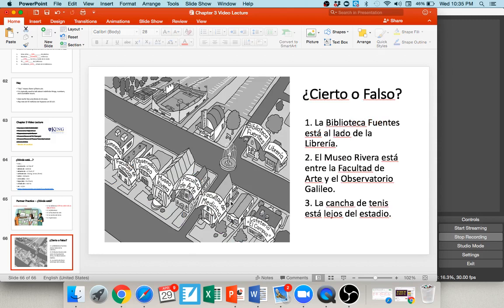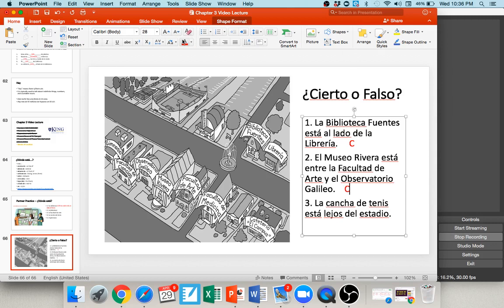For example, on a test, you may be given something like this, where I give you a little visual of some different buildings, and I ask you to tell if these things are true or false. So, for example, number one, La Biblioteca Fuentes, which is right here, está al lado de, it's next to, la librería. Well, in fact, they are next to each other, so this one is cierto, it's true. In number two, we're looking at El Museo Rivera, which you can see right here, and it's entre, between, la Facultad de Arte, School of Art, y el Observatorio Galileo, which is right here. Indeed, it is between these two things, so that would also be cierto.